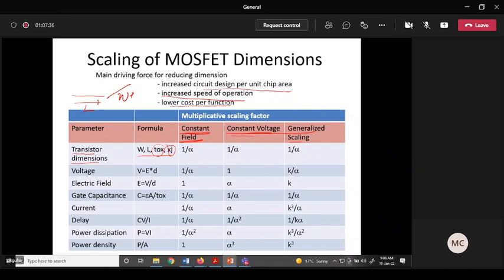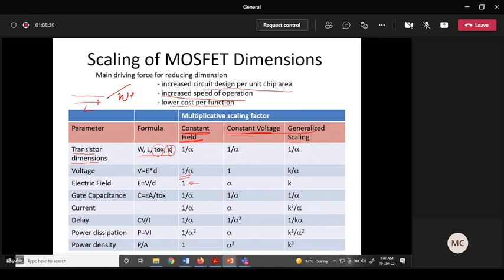So let's look at constant field. Say alpha is a parameter which is more than 1. If today the MOSFET length is L and width is W, two years down the line I reduce W, L, TOX and XJ by alpha times. So the next generation of MOSFET will be W by alpha, L by alpha, TOX by alpha, and XJ by alpha, right? So alpha is the parameter by which we are going to reduce the dimension. If I do that, we have to reduce voltage also in the same proportion so that the electric field remains the same, right?